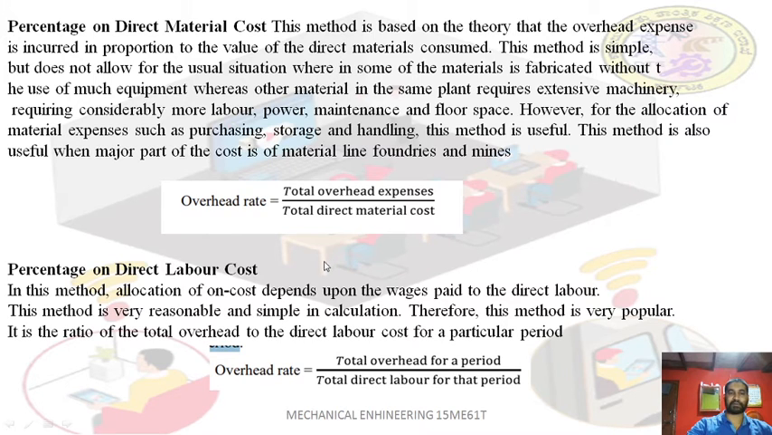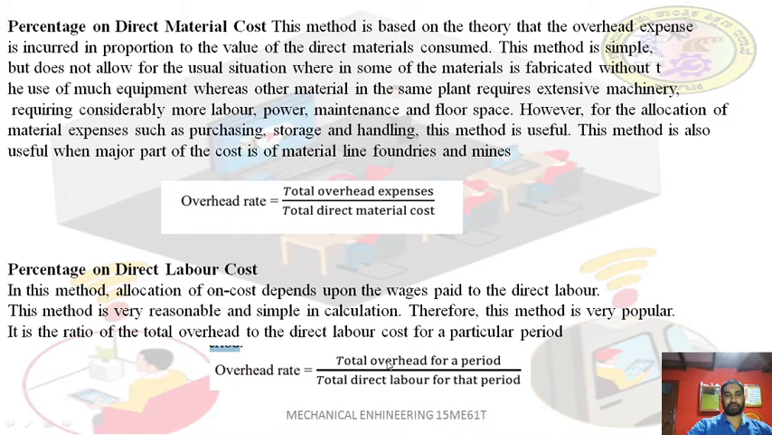So that is used for calculation of percentage on direct labor cost. In this method, allocation of on cost depends upon the wages paid to the direct labor. So allocation of the on cost or overhead expense depends on the wages paid to the direct labor. This method is very reasonable and simple in calculation. Therefore, this method is very popular.